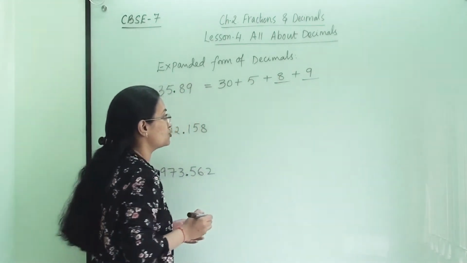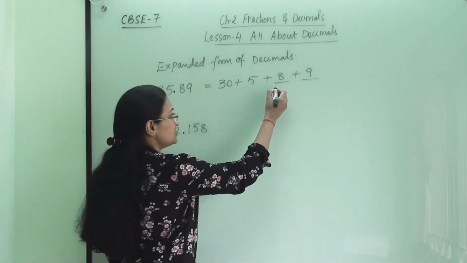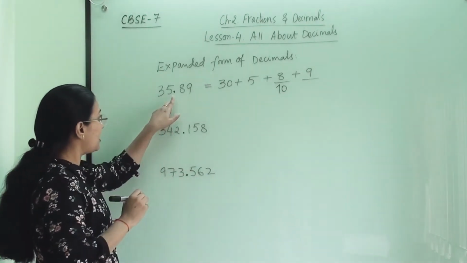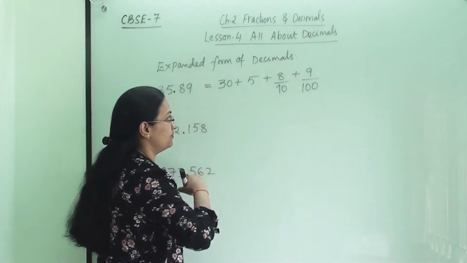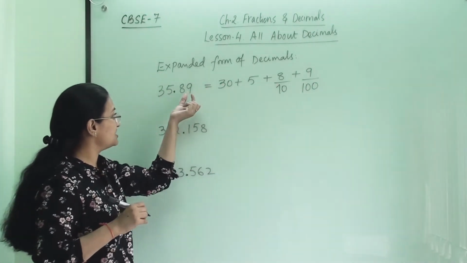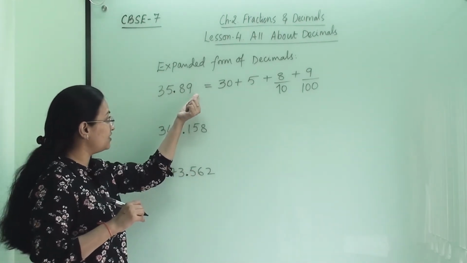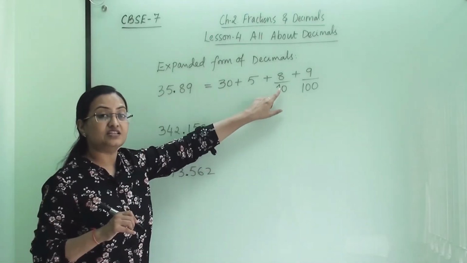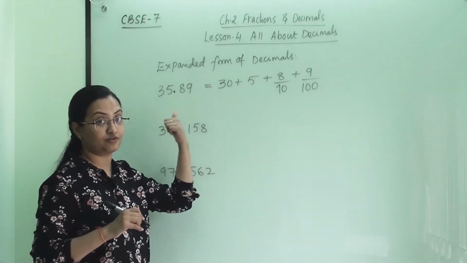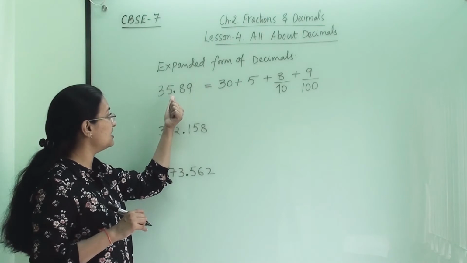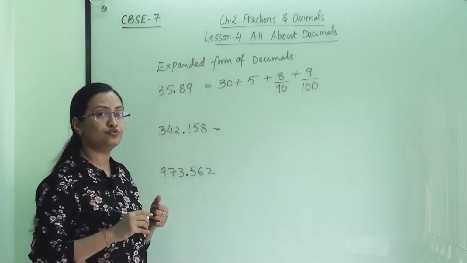Now we have to write what will come in the denominator. After the decimal, 8 is the first number, so in its denominator 10 will come. After the decimal, 9 is the second number, so in its denominator 100 will come. While assigning decimal places, we count from the right side. When we write them in fraction form, in expanded form, we check from the left side: after the decimal this is the first number, and this is the second number, like that. So these two things you have to remember.